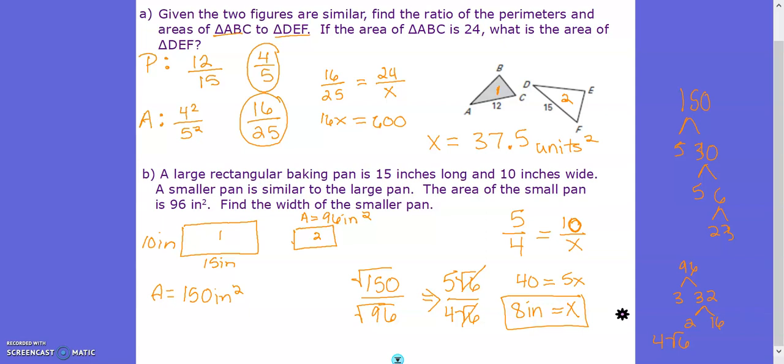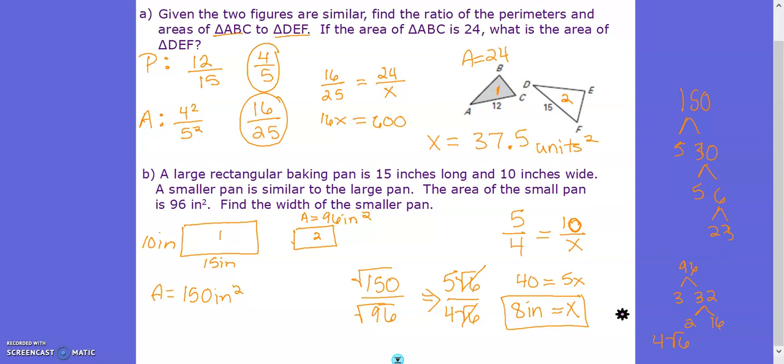Now, part 3 says if the area of ABCD is 24, so my area for this shape is 24 units squared, what's the area of DEF? I use that area ratio, 16 to 25, and set up a proportion. 16 over 25 is equal to the area of ABC, 24, over the area of DEF, which I've named X. Cross multiply, divide, you'll find the area of DEF to be 37.5 units squared.